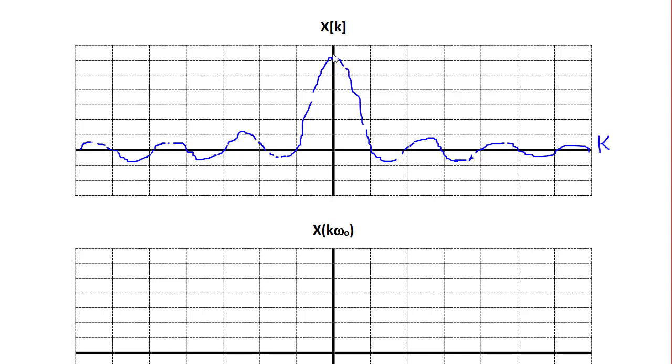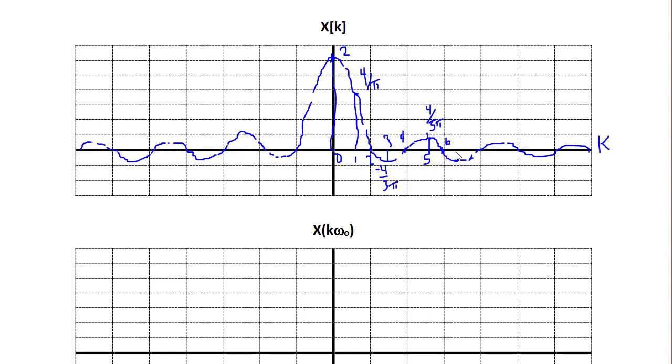So the first one is going to be 2 at k equals 0. And then I'm going to have 4 over pi at k equal to 1. And then at 2, I'm going to have a 0. And at 3, I'm going to have -4 over 3 pi. And at 4, I'm going to have a 0 again. At 5, I'm going to have 4 over 5 pi.